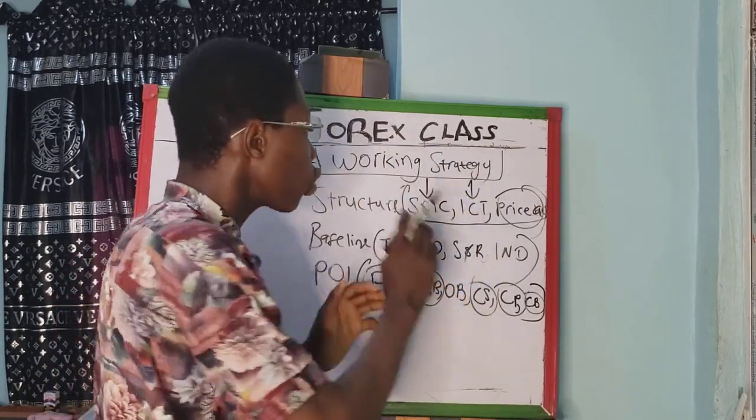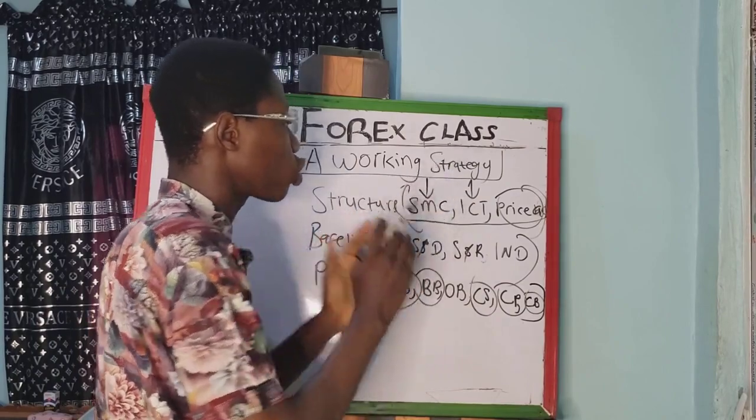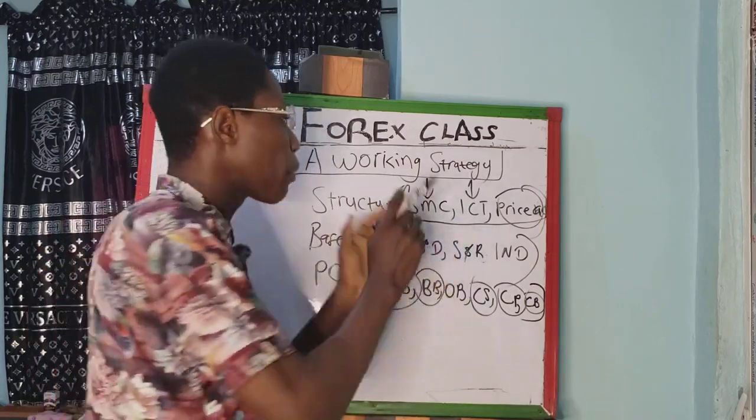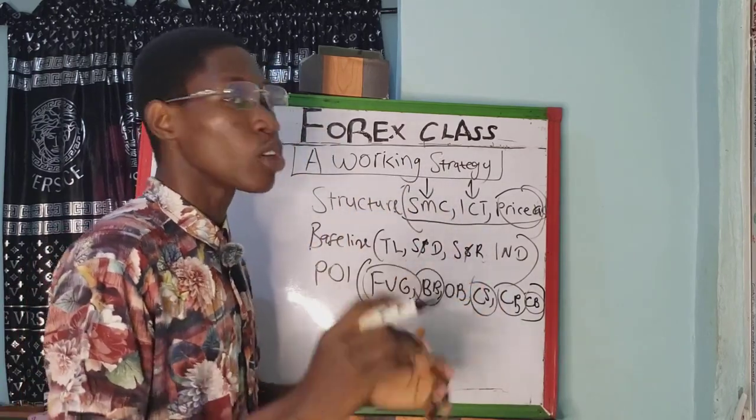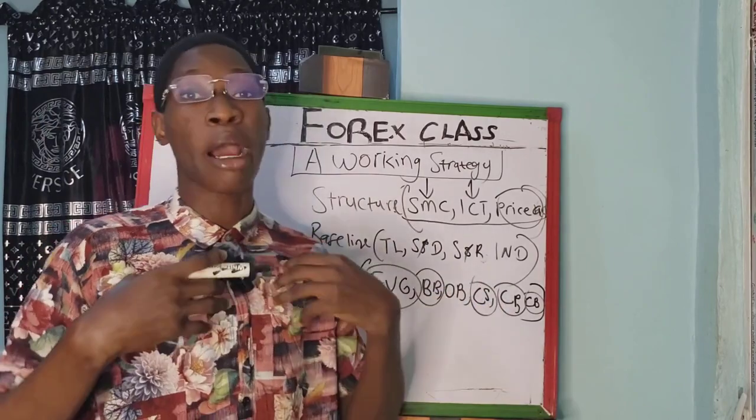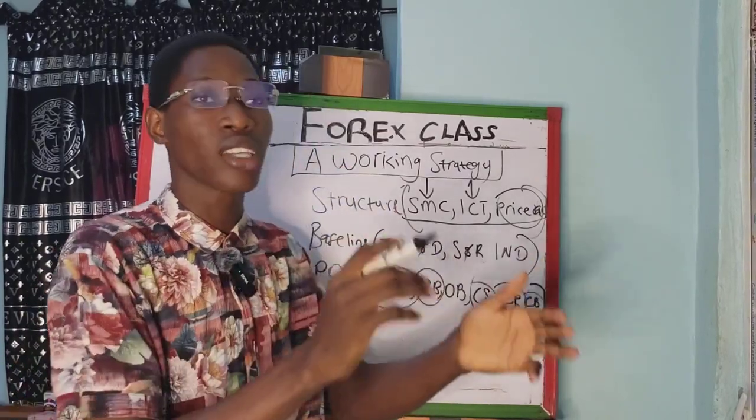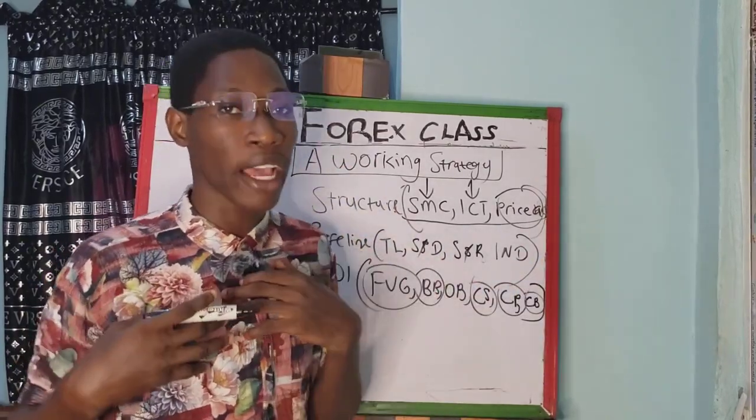Do you understand? So you should choose a structure. What structure do you want to use? Is it SMC, ICT, or price action? Do you get? So this one depends on you. That is why mentorship is very important, right? You don't just create a strategy on your own. Me, I didn't create my own strategy. I should be honest with you, I don't have my own strategy. My strategy is a strategy someone is using that I refined, right?